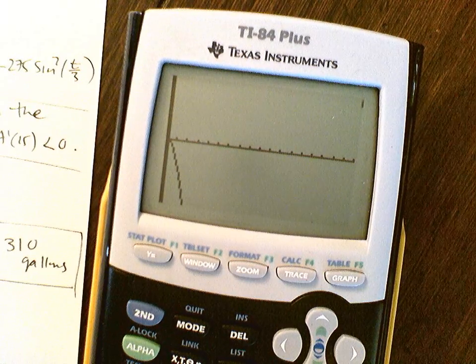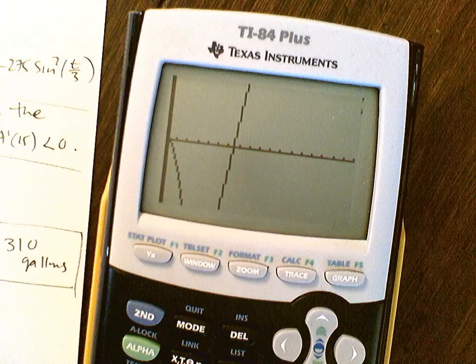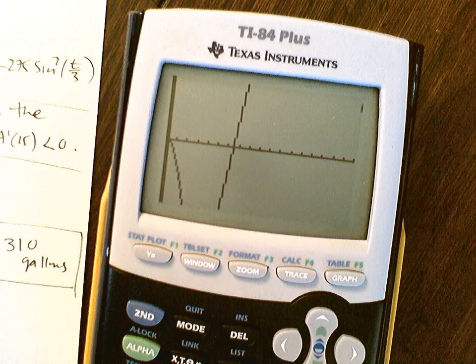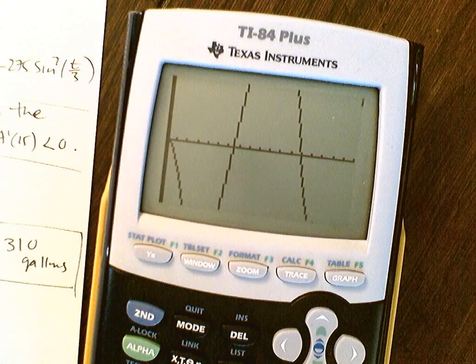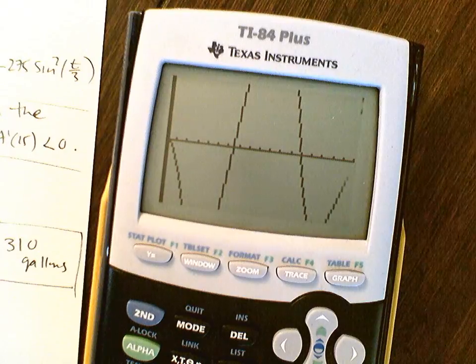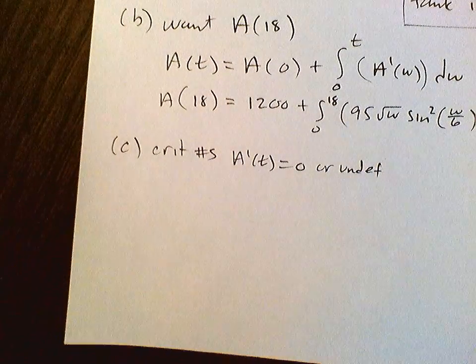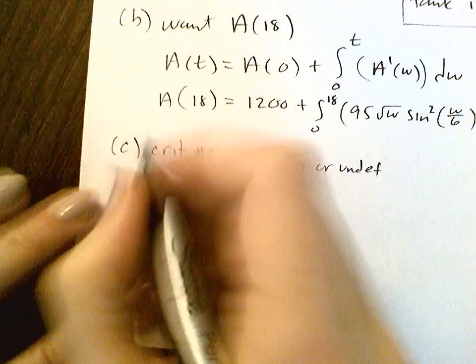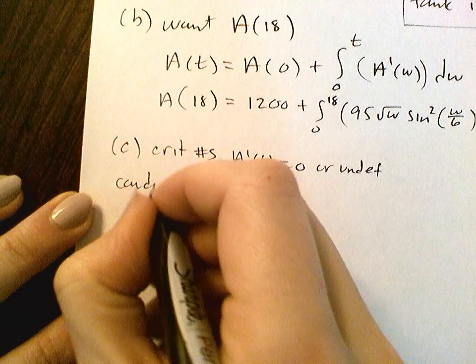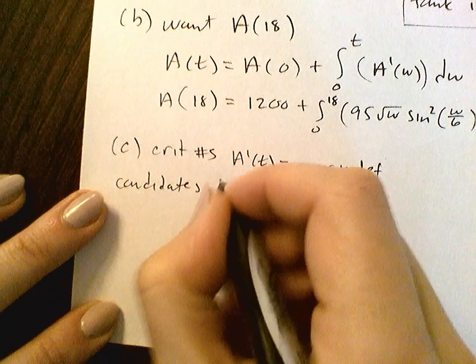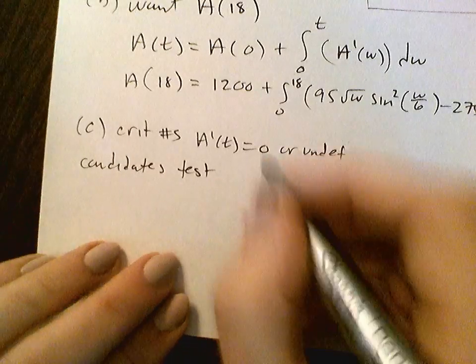Okay, and I can see more now the shape of the curve. You can go even a little bit higher if you want, but time is of the essence, so I would leave it like that. So the critical numbers that I'm looking for are where this graph is 0 or undefined. And by the way, guys, this is what the candidates test is.